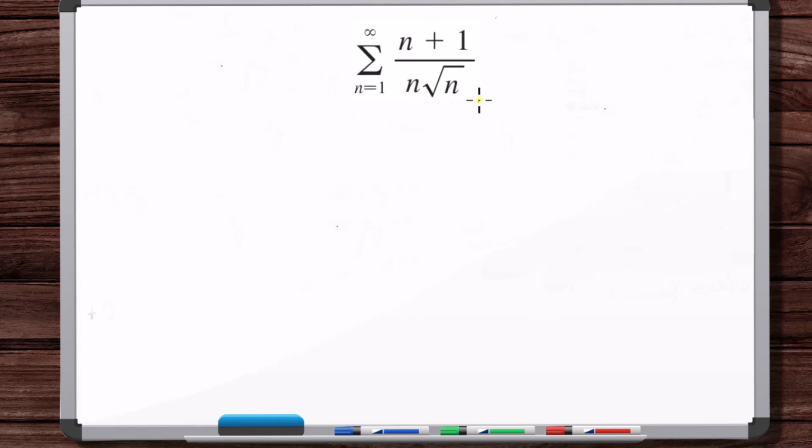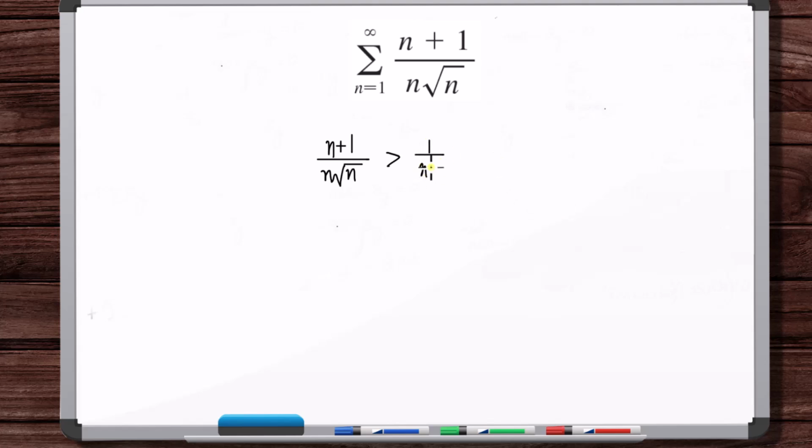Okay, just looking at this, the first thing I notice is that if we took this 1 off, we would have something that's always less than our given sequence. If we took that 1 off, we would have this. But these cancel, so you get 1 over root n.